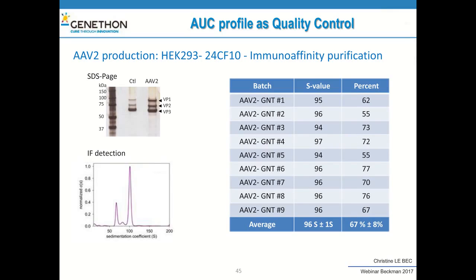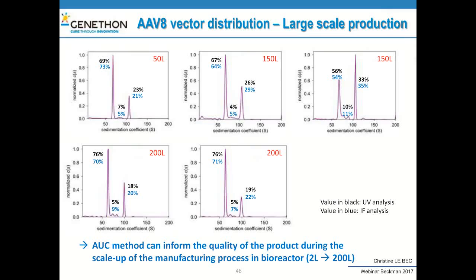From these 9 different batches, the S value of the full particles is around 96S, more or less 1S, and represents around 67%, more or less 8%. So the AUC method is applied to ensure the lot-to-lot consistency in our case.